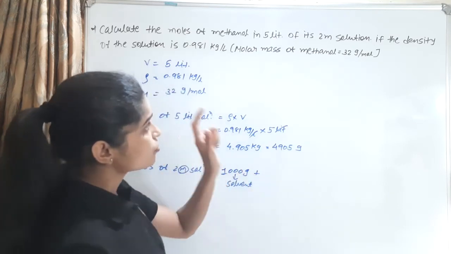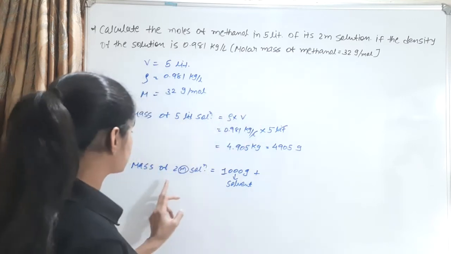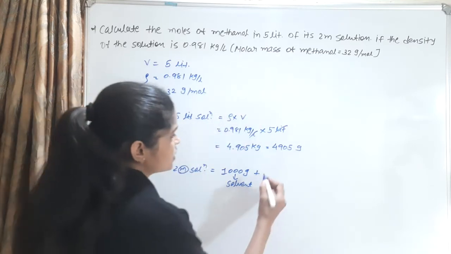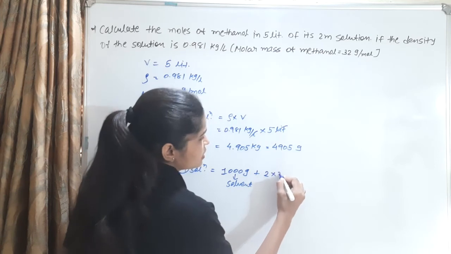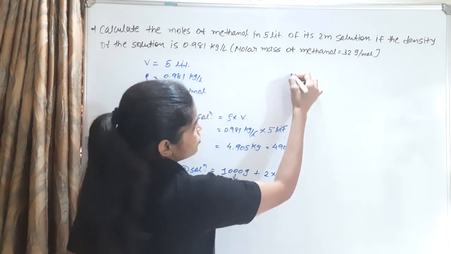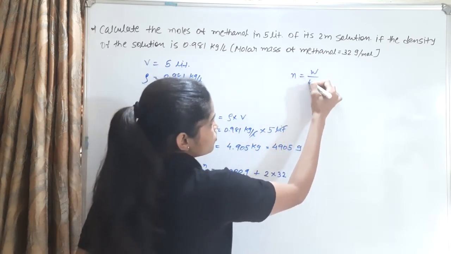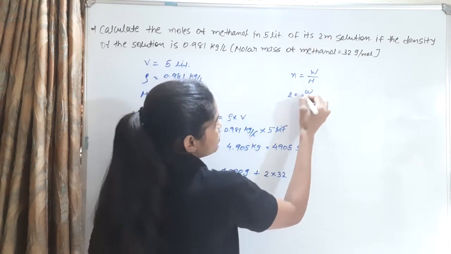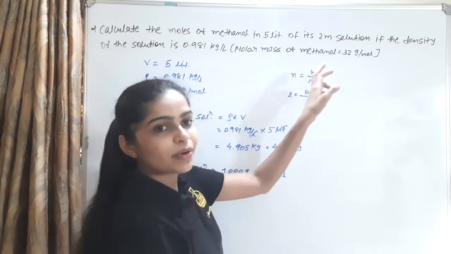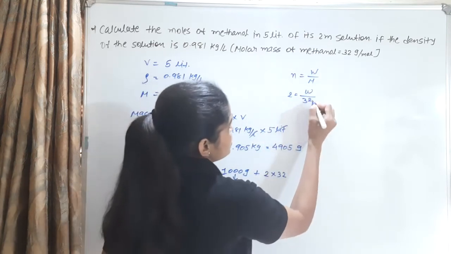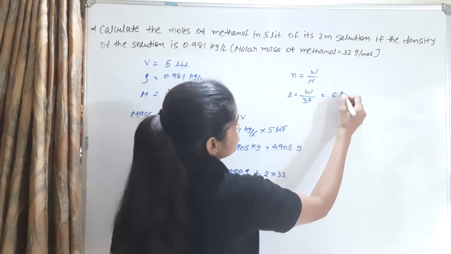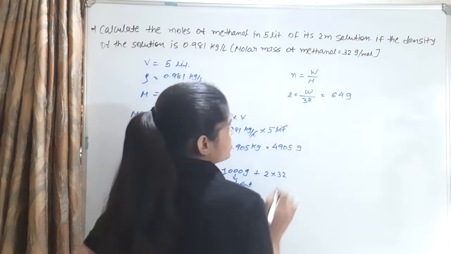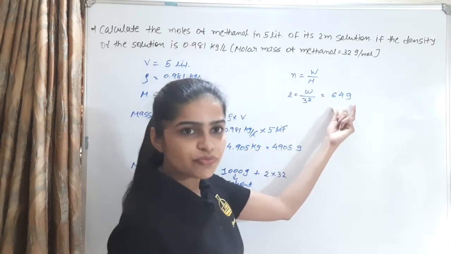So how to find out the solute weight? Solute weight is the 2 molar, meaning 2 multiplied with 32, because n is equal to W by M. So the number of moles is 2, W is the weight, and M is the molar mass of methanol, which is 32. 32 into 2 is 64 gram. So the solute weight is equal to 64 gram.